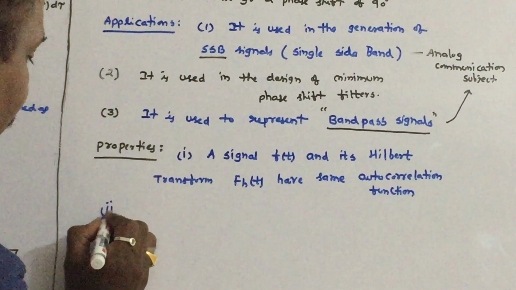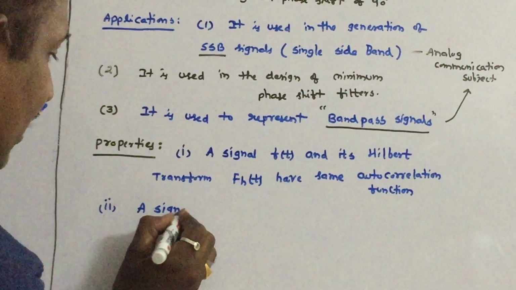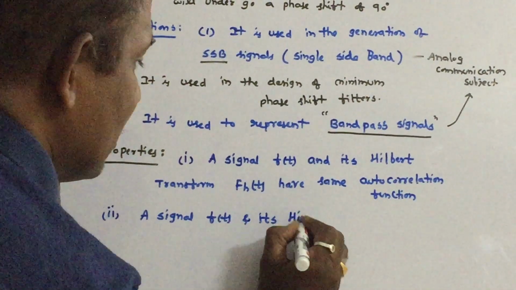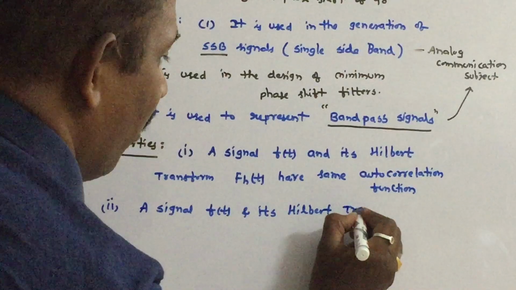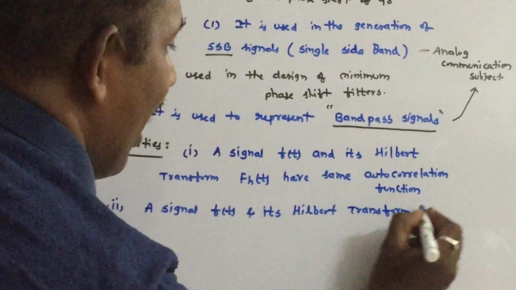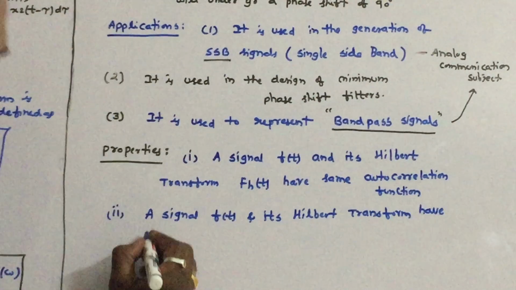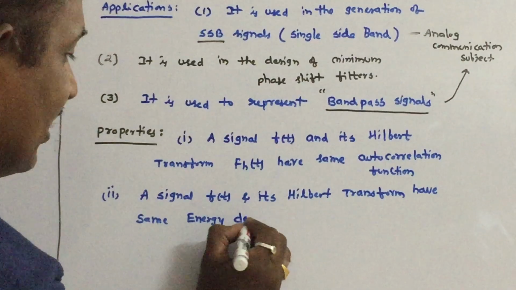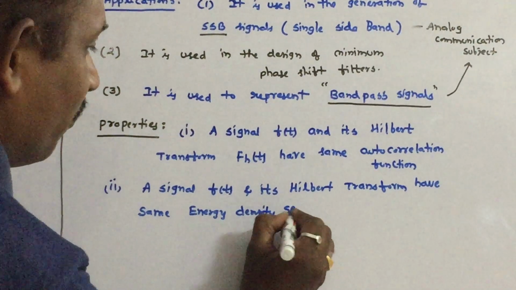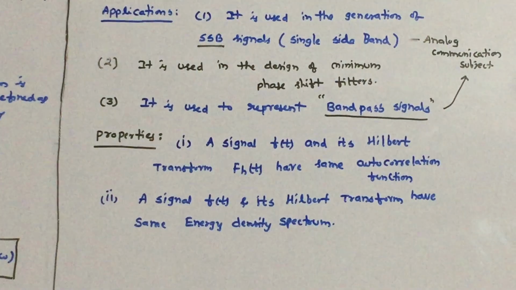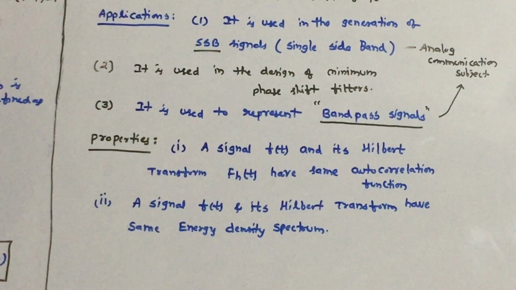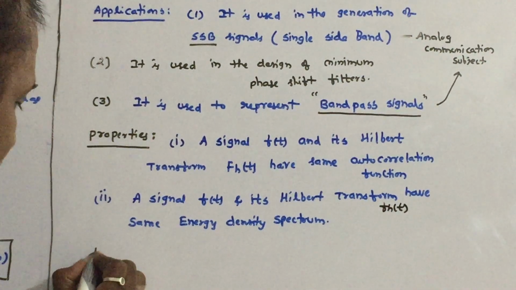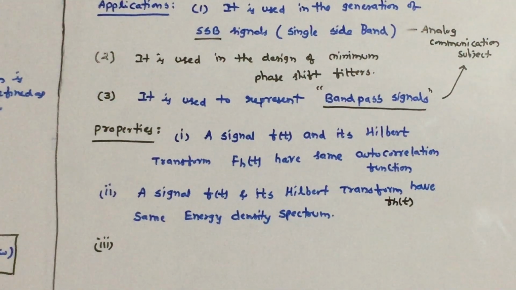The second point is that a signal f of t and its Hilbert transform have the same energy density spectrum. This is another very important point. Both signals, f of t and the Hilbert transform fh of t, have the same energy density spectrum.